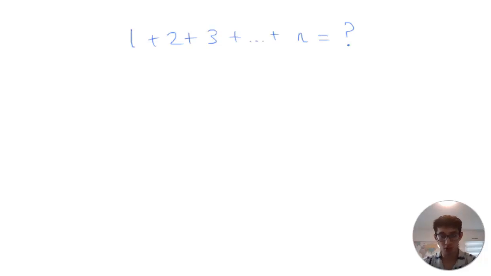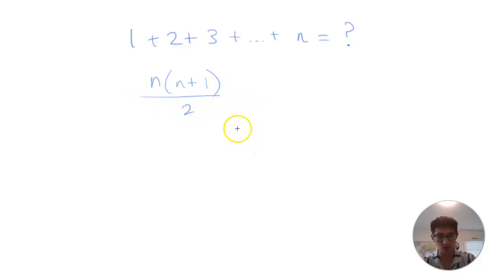Before you continue watching, pause the video, take a look at this question, and figure out your answer. This is probably something you've seen time and again. It's something that you probably know the formula to. We're asked to find the sum of all the numbers from 1 through n, and there are a lot of ways of going about doing this, and one of them is, of course, just knowing this formula. The sum is just n times n plus 1 divided by 2.